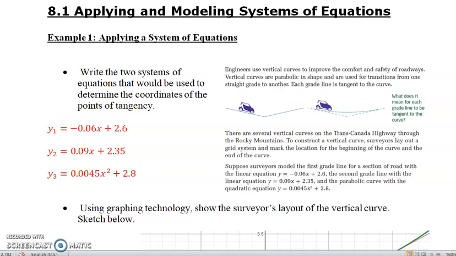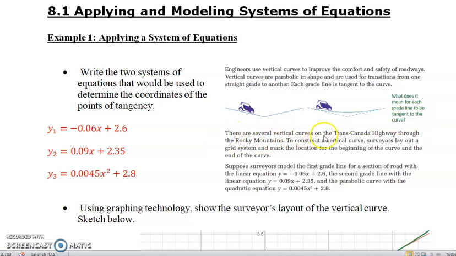Alright, this is a pretty neat question. It says, engineers use vertical curves to improve the comfort and safety of roadways. Vertical curves are parabolic in shape and are used for transitions from one straight grade to another. Each grade line is a tangent to the curve. So that's the tangent curve I mentioned before. So what does it mean for each grade line to be tangent to a curve?